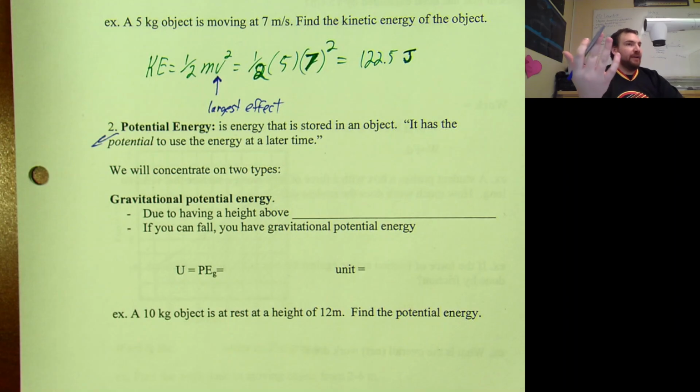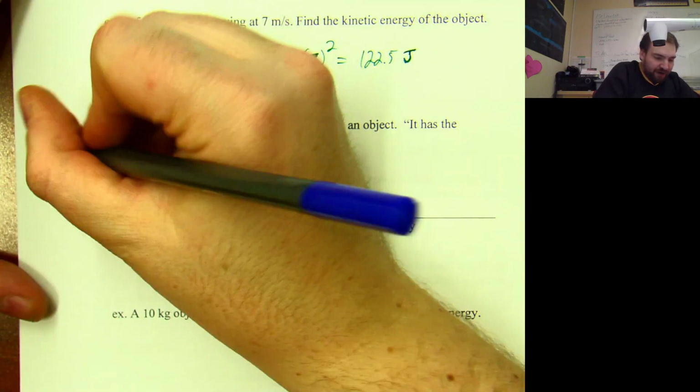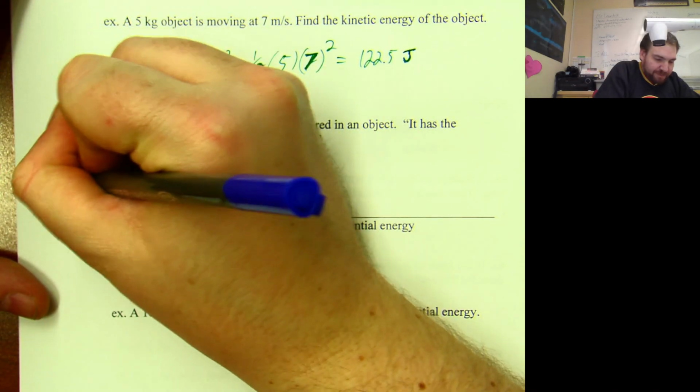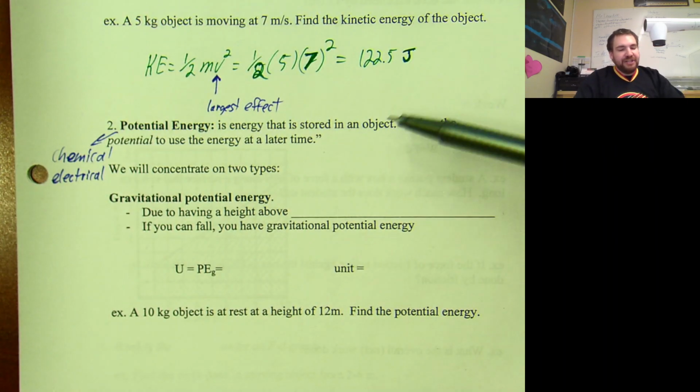Batteries are another one. Batteries are just chemicals that are waiting to be mixed, waiting to react to produce electrical energy. So you've got chemical potential energy, and you've got electrical potential. Energy that's stored in an object.